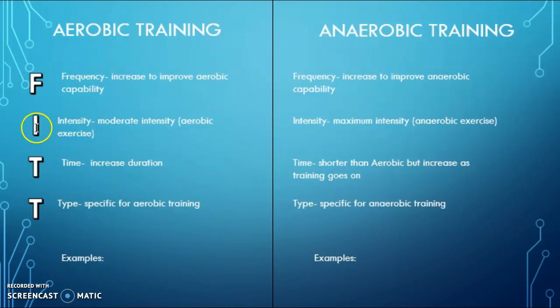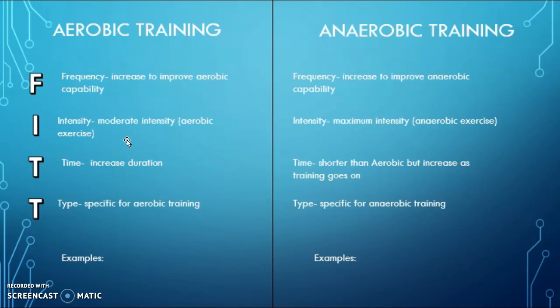The F is frequency and will be increased in aerobic or anaerobic training to increase capacity. The I is intensity, so for aerobic training it would be moderate, whereas anaerobic would be maximal intensity. Thirdly, the first T is time, so aerobic would be high duration and would be increased during training, but anaerobic would be a much shorter duration, but it would also be increased as training progresses.